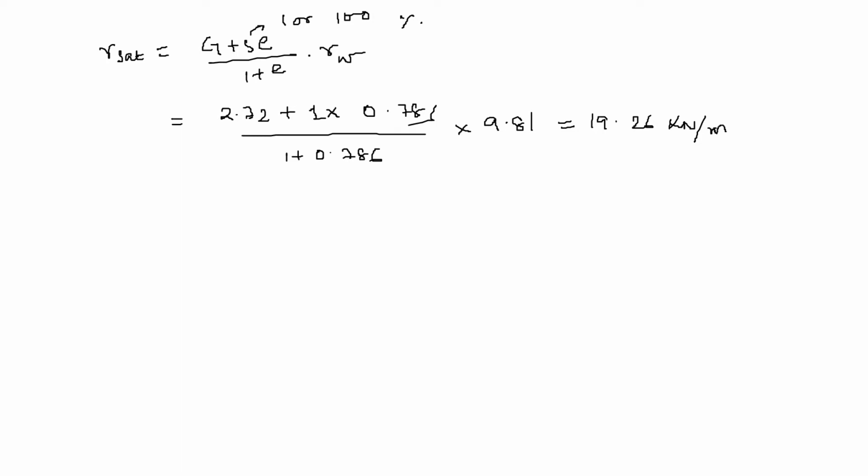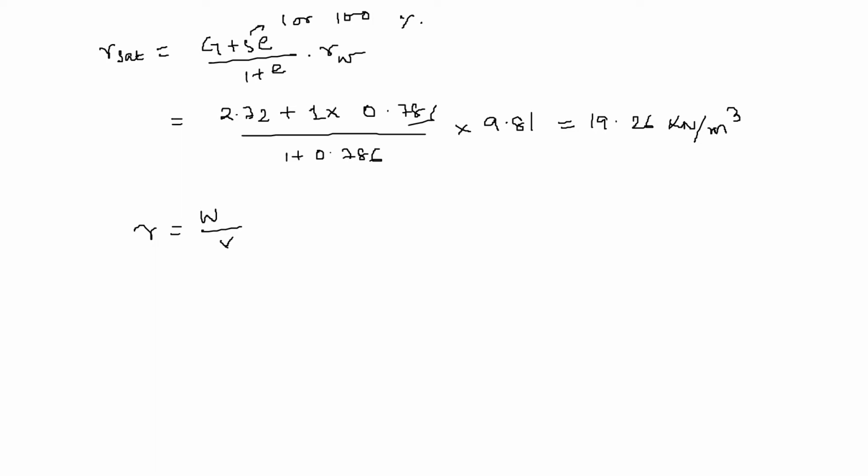So why did we find out the gamma saturated? We know that the unit weight of the sample is weight by volume, right? Weight of the sample by volume. So here the volume of the sample is fixed. The weight is equal to the weight of the solids plus the weight of the water, right? So the weight of the solids is fixed, be it whatever saturation we have. Whether it's a dry soil or a saturated soil, the weight of solids is fixed. So the difference would be in the weight of the water in the voids, right?